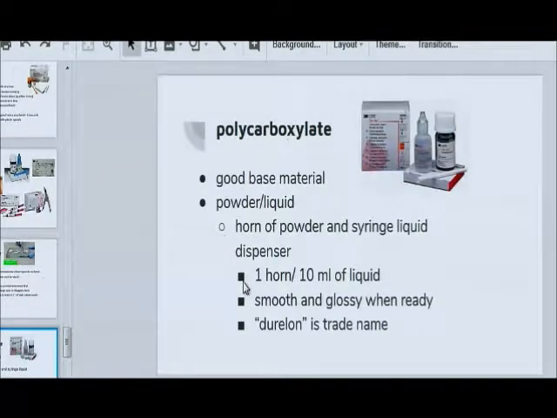Polycarboxylate is one you may see, although it's not as common as it used to be. And this is a pink cement when it's all mixed up.